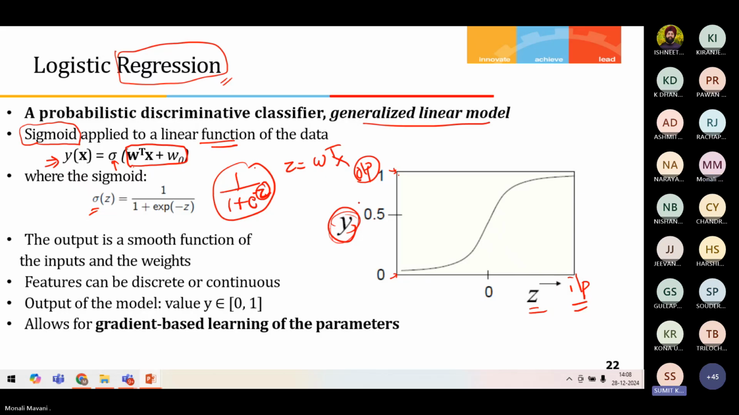Yes, probably. 0 and 1. Probability, right? Yes, probability. So we are getting output in terms of a probability. The other thing, what is this Z over here?